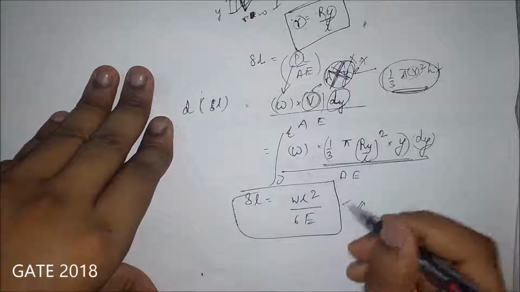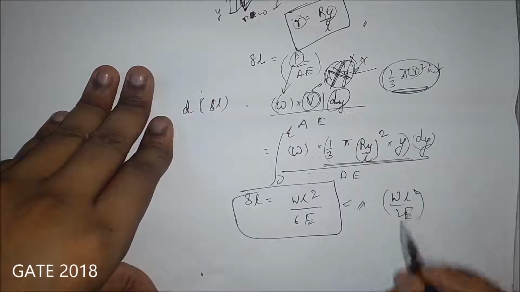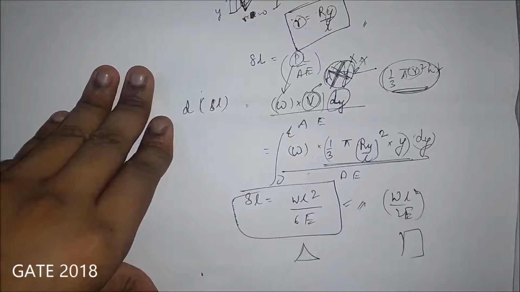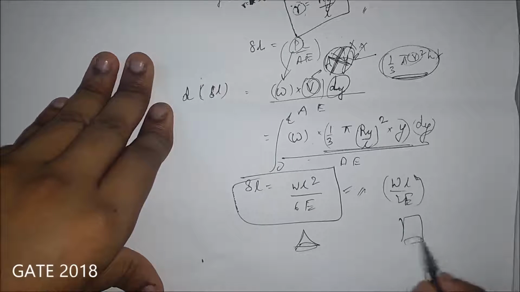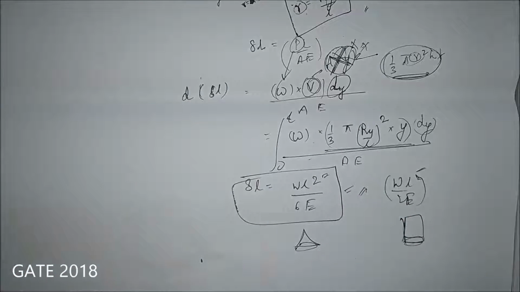I suggest you remember this as well as the previous formula, for the rectangular bar and for the conical bar. You have to remember these two because they might ask it as a 1 mark question. In that case you don't need to integrate in the exam and solve it. Otherwise you can always solve and check if you are not sure about it.